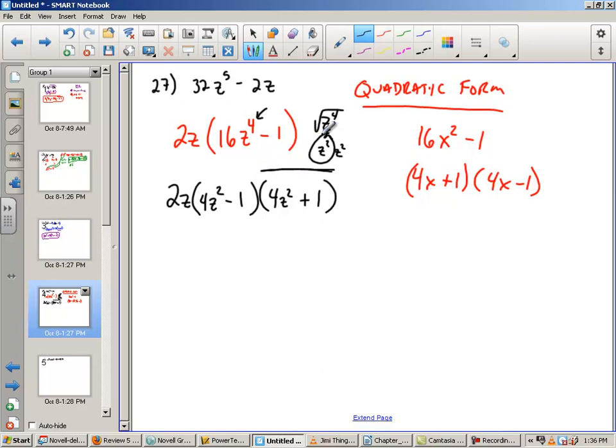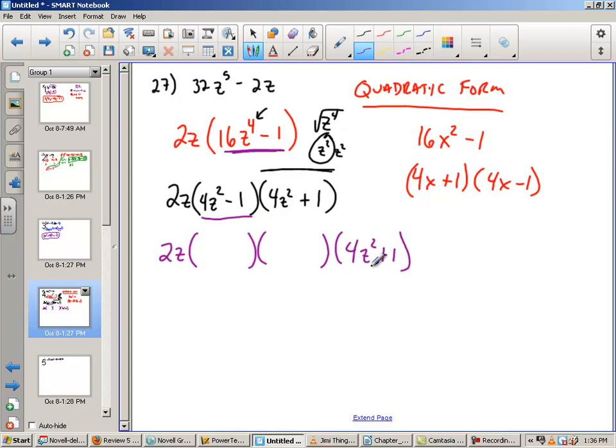Oh, but wait. I'm sitting here and I'm thinking this is my answer. But I go back, and this is one of the ones I wanted to go over because of this type of stuff. I look in here. Just like this was possible to factor, so is this. This is a difference of squares. So I'd have 2z times, and of course I have 4z squared plus 1.